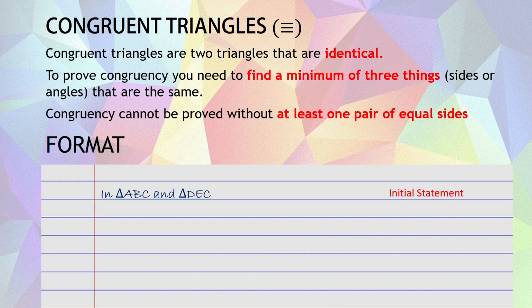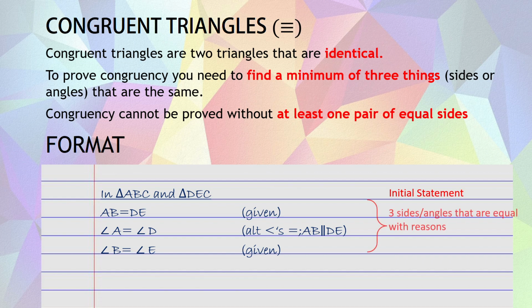Then you go on to line 2 and you start listing the things that are equal to each other. Maybe there were 2 lines that were equal to each other and they showed it on the diagram, so your reason is given. Maybe there were 2 angles that were equal because they were alternating, and 2 other angles that were equal because they were shown on the diagram. So that would be your 3 reasons, the 3 things that are equal to each other. Then you finish off your format saying that the triangles are congruent and the reason that they're congruent.